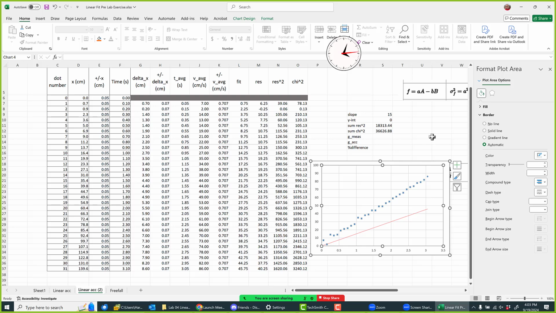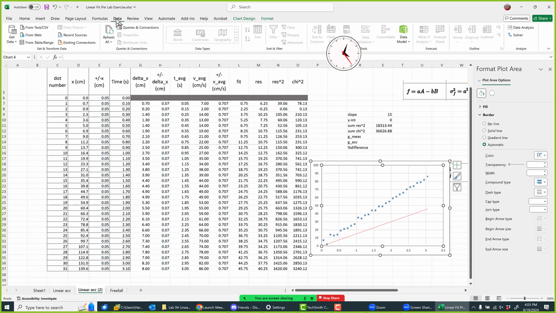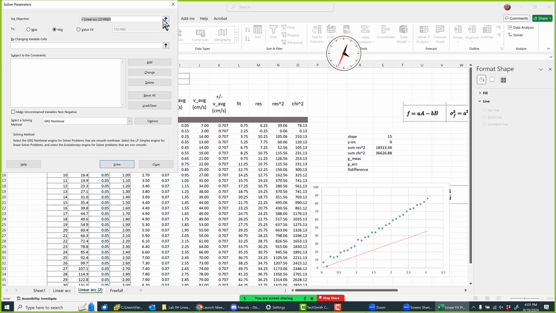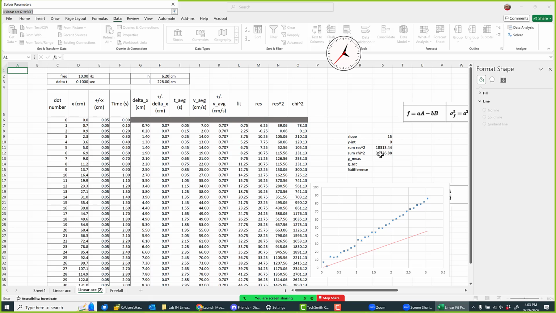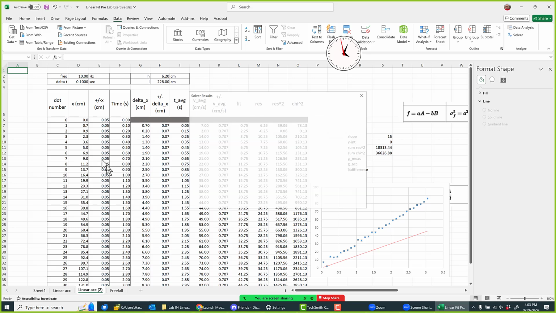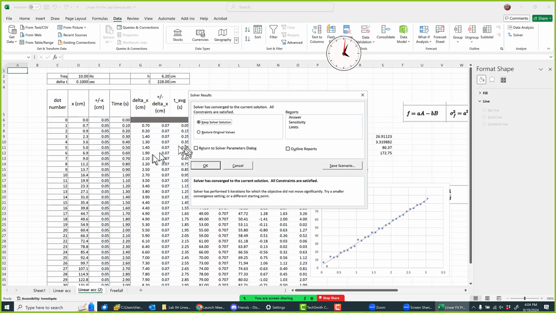Okay, and so we can now let the solver do our work. Data, solver, and, okay, I know that. Okay, so we're going to minimize. I'm going to pick the sum of the chi-square, because we might use it. And then we want to change the slope and the y-intercept. And, yeah, it looks like all good. And it snapped right onto the data points.